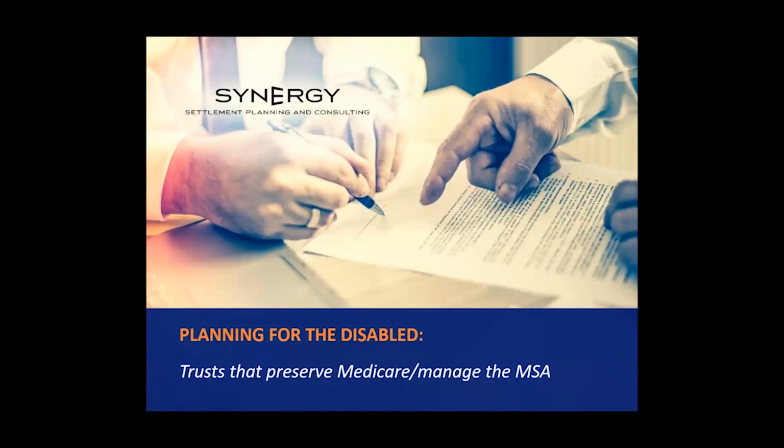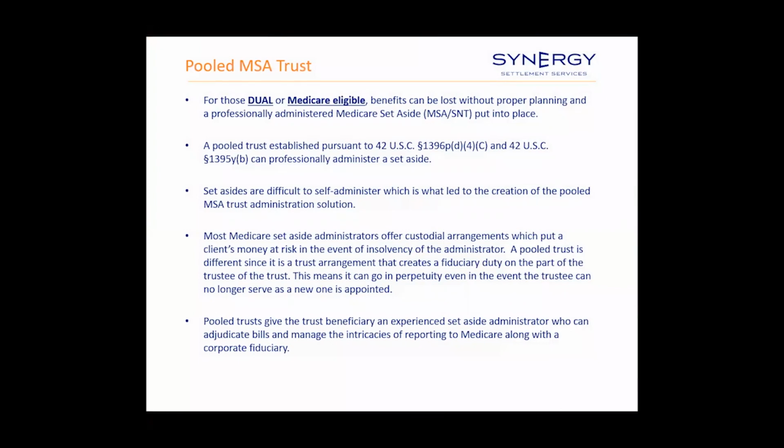So real quickly, I did want to touch on this idea of protecting the client if they do an MSA from making mistakes in administering these things, because MSAs are complex animals. And if a client is dual eligible, meaning they're Medicare and Medicaid eligible, or Medicare eligible and they're setting up an MSA, if proper planning is not done and a professionally administered MSA is not done, they can jeopardize their benefits. So one of our solutions is a pooled Medicare set-aside trust, which can be used for both clients that are dual eligible, which is an MSA SNT, or just purely an MSA that's professionally administered.